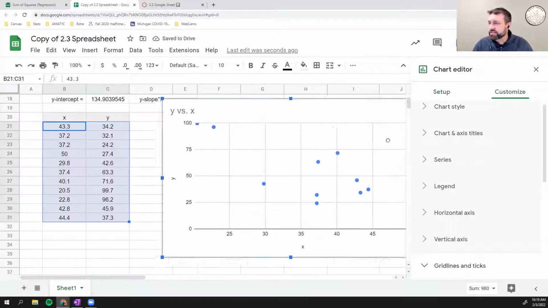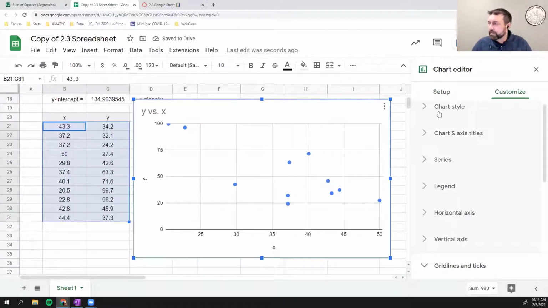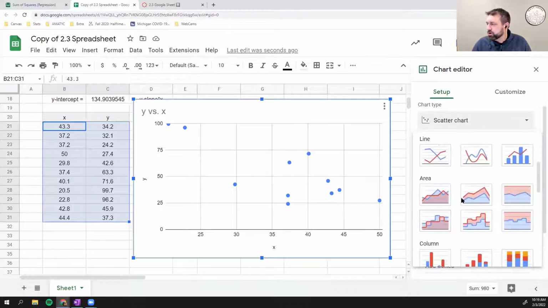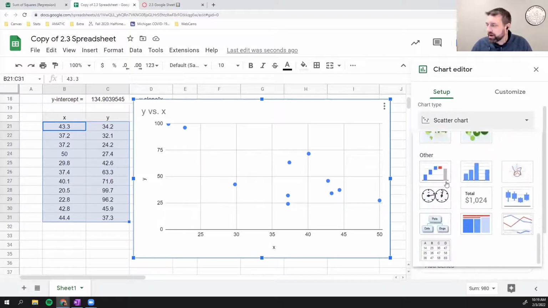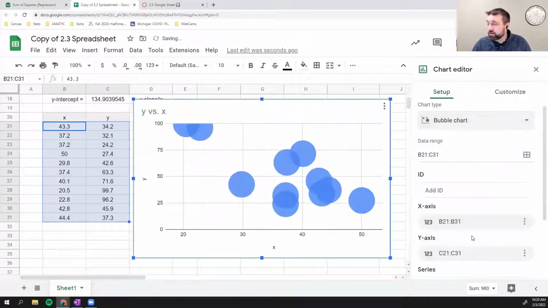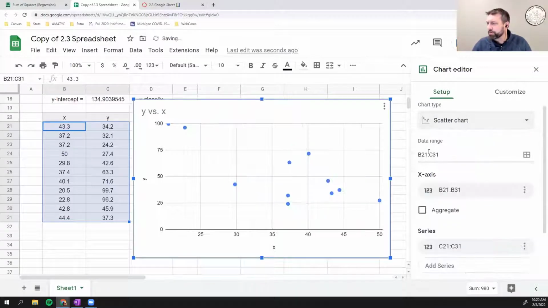And so here is the scatter plot of that data. You can go into scatter chart. Here's the setup. So this is a scatter chart. We don't want a bar chart or a circle chart or a histogram. We want something called a scatter plot, which is right here. We could do a bubble chart that just takes the scatter plot and makes it a lot bigger, but we don't really want a bubble chart. Let's go back to the scatter plot.